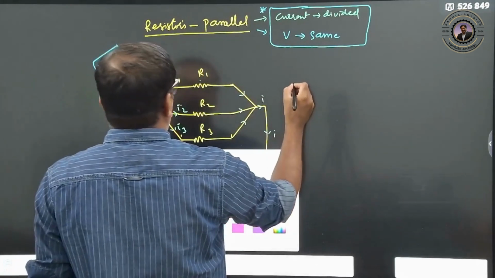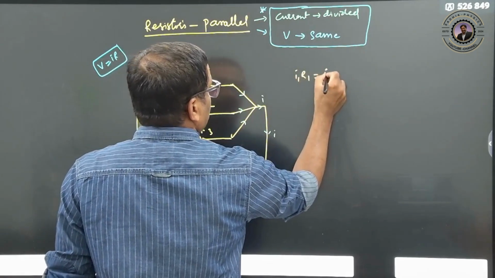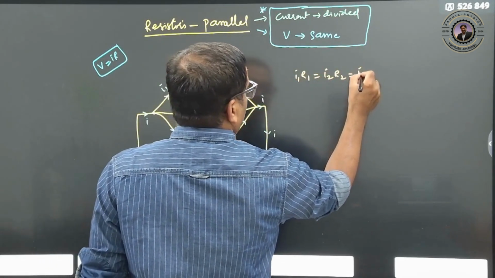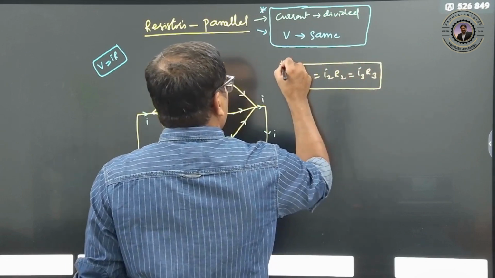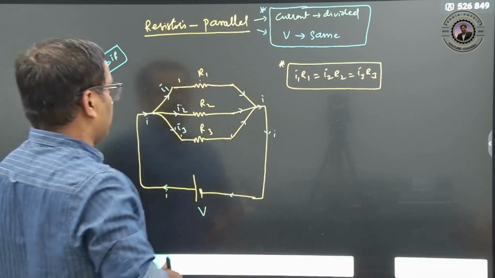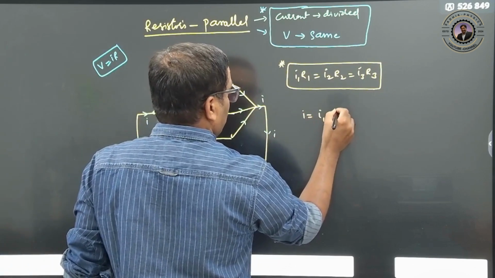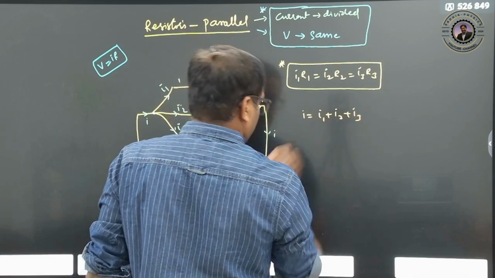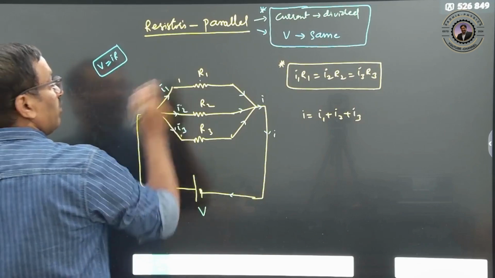I can rewrite it as I1 R1 is equal to I2 R2 is equal to I3 R3. This is your condition for the parallel connection. Clear? And here the current is getting divided, therefore the current can be written as I is equal to I1 plus I2 plus I3. But the potential V will be the same.